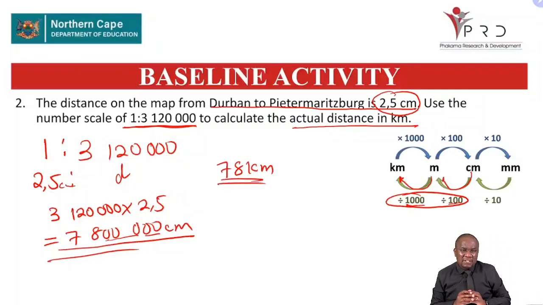Does it make sense? Durban to Pietermaritzburg? Makes sense. Our answer should be correct, because you'll never get an answer which is not real in mathematical literacy. So every time check if your answer makes sense or not. You can't be getting 0.78. My distance from Durban to Pietermaritzburg is 0.78 kilometers? No, it doesn't make sense, isn't it? Every time, check your answer and see if it makes sense or not.